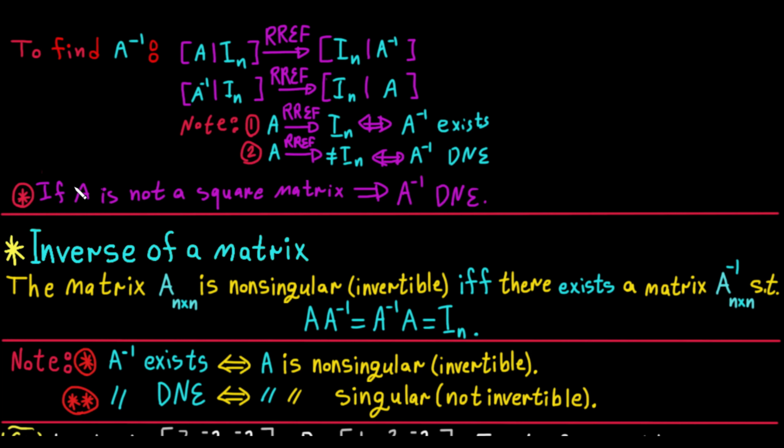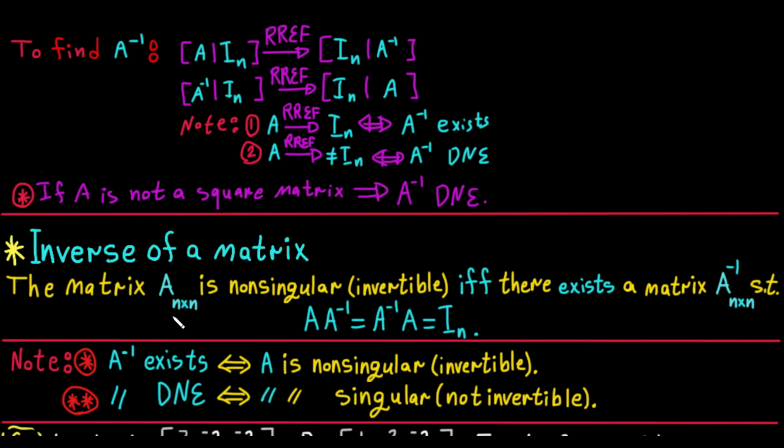And of course, this is another note, which is related to this. If A is not a square matrix, then A inverse does not exist. A square matrix means that the matrix has to be of size 2 by 2, 3 by 3, 4 by 4, and so on. So it has to be a square matrix to find A inverse. If it's not a square matrix, then A inverse does not exist. And here I wrote the definition.